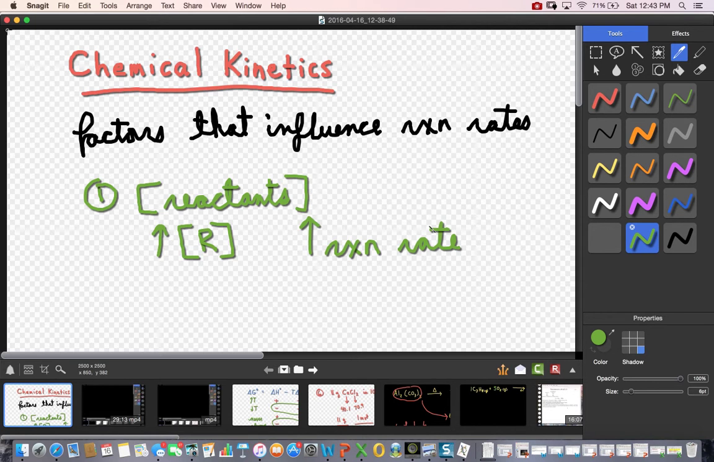Now, if we convert this back to chemical thought, the more reactants we have, the more collisions we'll have, the more likely we'll have a collision with the right energy and the right orientation to convert that reactant to a product.